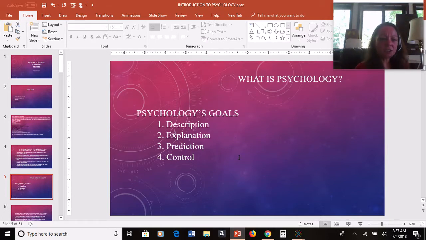So psychology is a scientific study, and it has 4 main goals. No matter what subfield of psychology you were to look into, you'll find that these goals are pretty consistent. The goals are to describe, explain, predict, and control behavior. That's kind of what the context of all of those means.